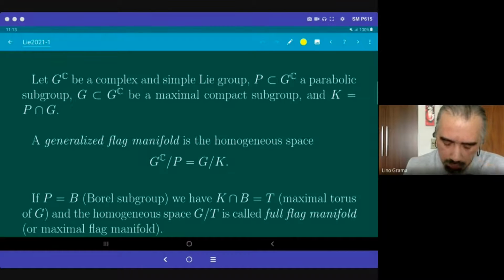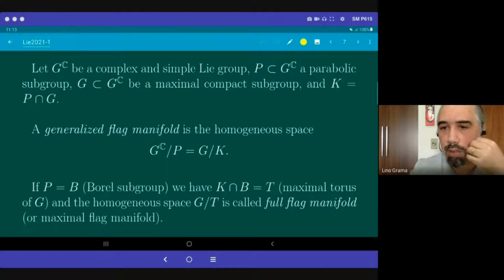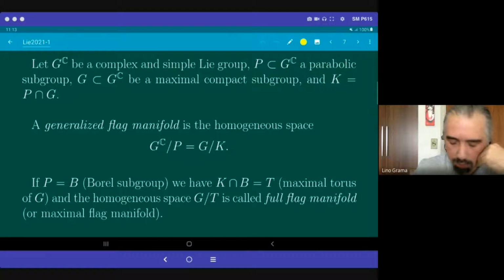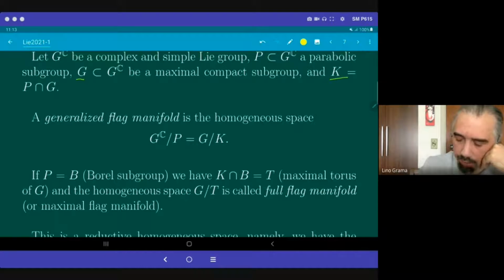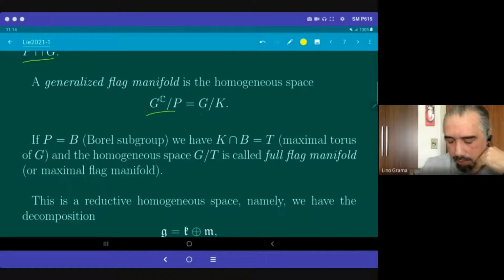Here, just to put some concepts. What are flag manifolds? I suppose these are unnecessary for this audience, but just to fix the notation. Okay, we start with a complex simple Lie group. We fix a parabolic subgroup. We denote by G^C the complex group, G is the maximal compact subgroup, and K is the intersection of the parabolic and the compact Lie group. And the generalized flag manifold is this homogeneous space. We have this diffeomorphism or biholomorphism, and we have these two descriptions.